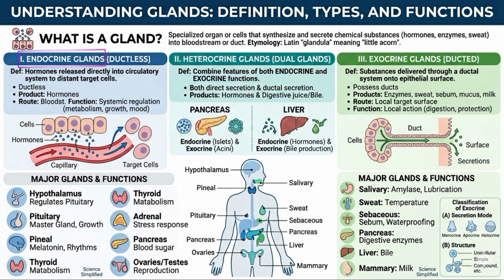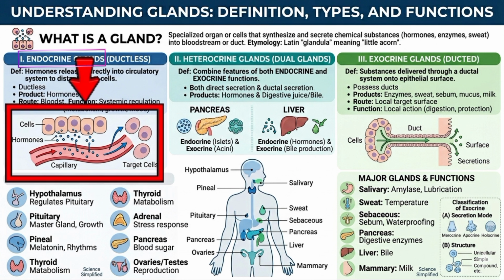Part 2. Endocrine glands. Left section. Now look at the blue section. On the left, labeled 1, endocrine glands, ductless. These glands are unique because they do not have ducts. Definition: they release hormones directly into the circulatory system to reach distant target cells.